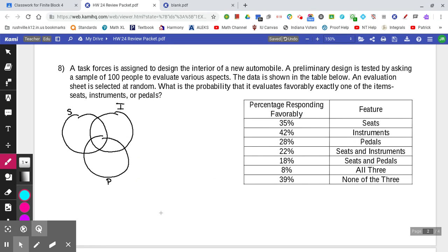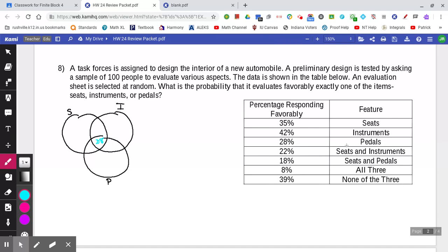The next one is best solved by using a Venn diagram. We have the events seats, instruments, pedals, and then we have some overlap. So remember with a Venn diagram, in this case with 3 events, always start with the innermost. So all 3, that's where I'm going to begin, and that's going to be 0.08.